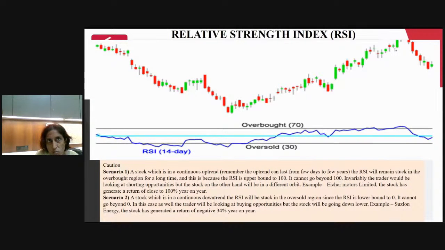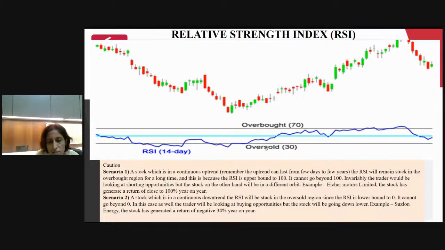Way back, if you see Eicher Motors between, let's say, 2012 to 2016, and the kind of movement it had, it was in that overbought region for a very, very long period of time. Another scenario is that of oversold. So for a stock which is in a continuous downtrend, the RSI will be stuck in the oversold region, since the RSI has its lower bound at 0, so it cannot move below 0.